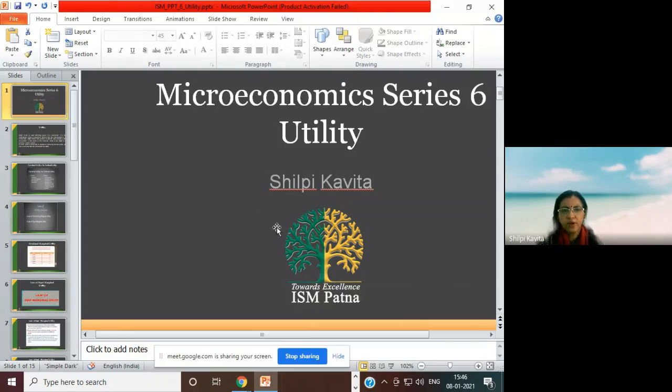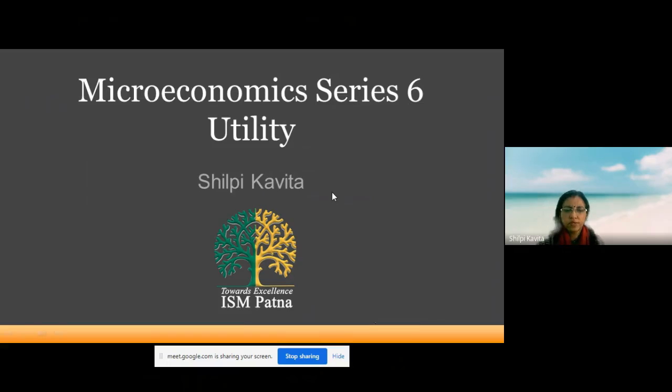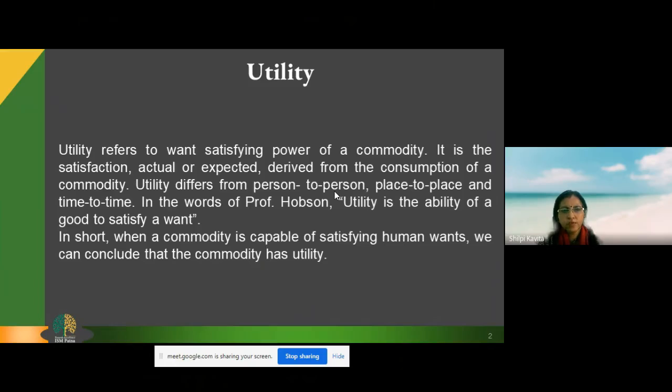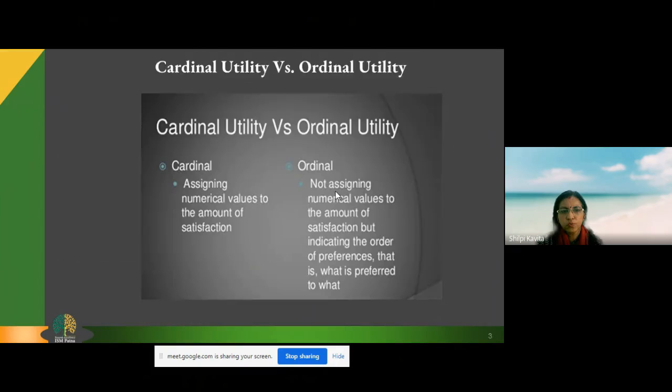In continuance with the utility series, in which we are going to discuss the law of equimarginal utility. We have already discussed in the utilities series 5 the concept that utility is the want-satisfying power of a commodity, and it differs from person to person, place to place and time to time. We have also come to know that there are two theories regarding utility: the cardinal utility approach and the ordinal utility approach.